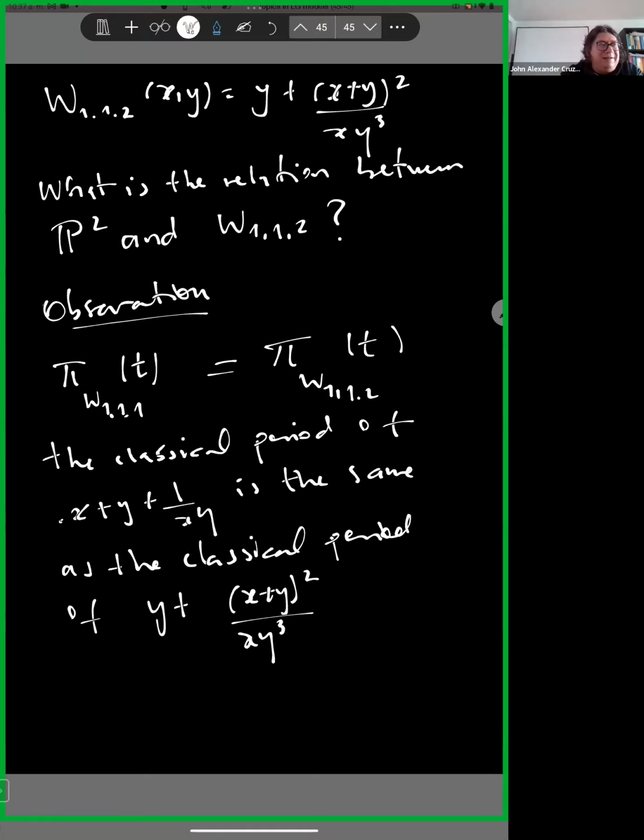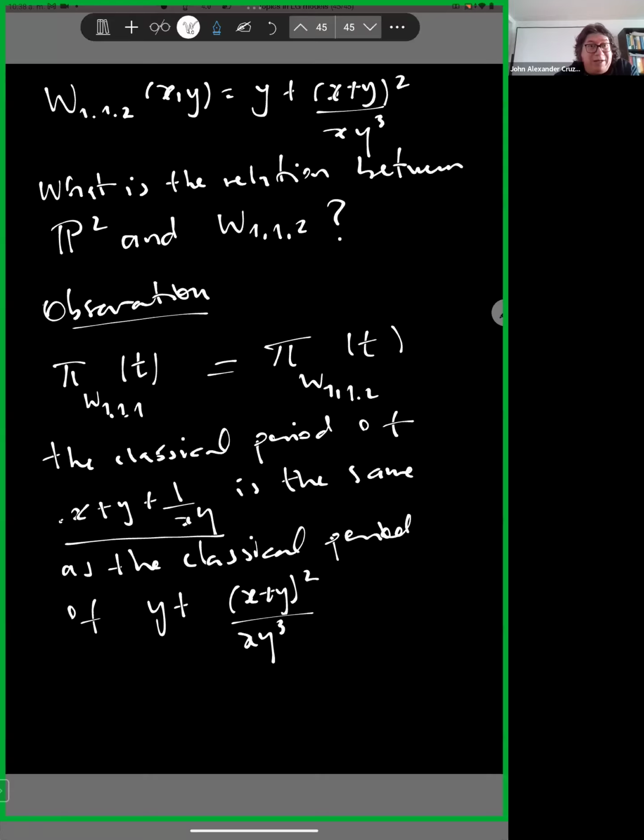But last time we also established that mirror symmetry between a Laurent polynomial and CP2, or in general a Fano, means that the classical period is equal to the regularized quantum period of the Fano. So last time we showed that the classical period for the polynomial x plus y plus 1 over xy is equal to the regularized period of CP2.